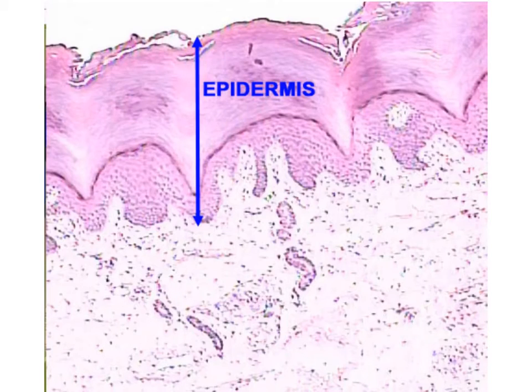So on all areas of the body, the epidermis is composed of 4 layers: the stratum granulosum, the stratum spinosum, stratum basale, and stratum corneum. On the hands and on the feet, a 5th layer is present called the stratum lucidum, and that appears as this lighter color.